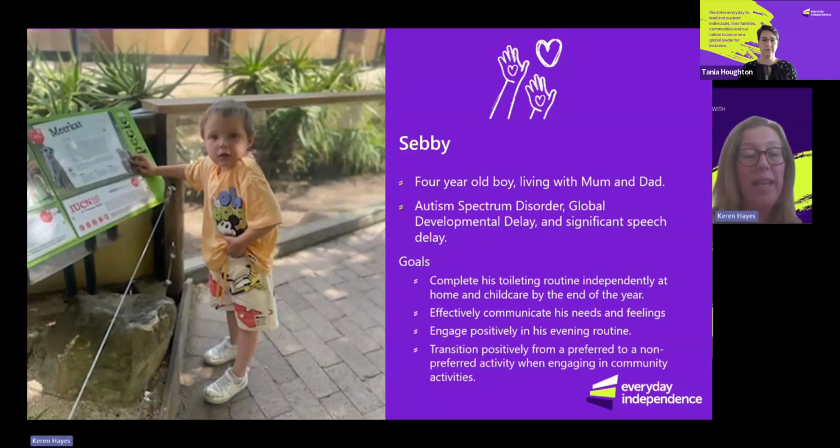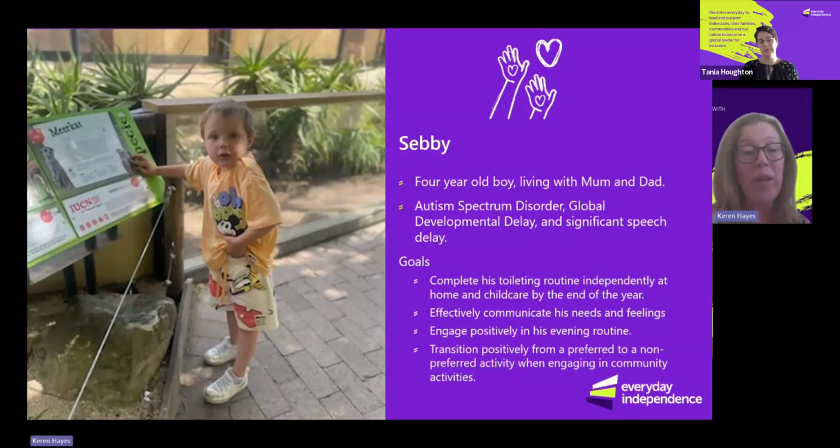They'd been working in clinic with speech and OT. There'd been a lot of turnover of therapists, and mum felt that she wasn't really getting strategies that she was able to use with Sebie at home. So my role coming into the home was exactly what they needed at that time. So I'll tell you a little bit about Sebie's goals.